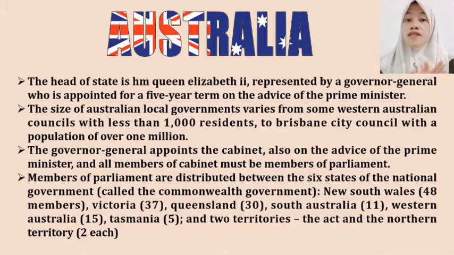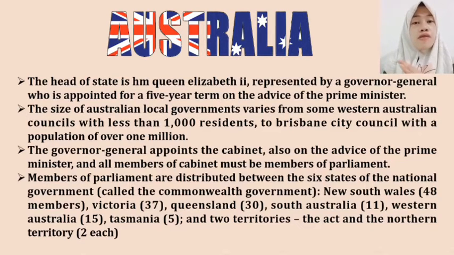The head of state is Queen Elizabeth II, represented by a Governor-General who is appointed for a 5-year term on the advice of the Prime Minister. The Governor-General appoints the Cabinet also on the advice of the Prime Minister, and all members of Cabinet must be members of Parliament. Members of Parliament are distributed between the 6 states and the national government, called the Commonwealth Government: New South Wales, composed of 48 members, Victoria, 37 members, Queensland, 30 members, South Australia, 11 members, Western Australia, 15 members, Tasmania, 5 members, and 2 territories, the ACT and the Northern Territory, composed of 2 members each.